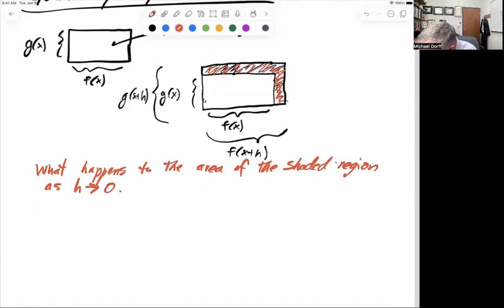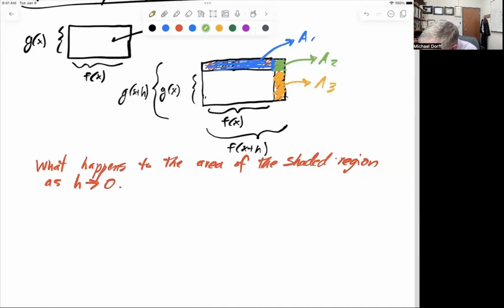Well, I'm going to think of this shaded region as really three parts. So I'm going to have this blue part, and I'm going to call that area 1. And then I'm going to have a green part here. I'm going to call that area 2. And I'm going to have this orange part, and I'm going to call that area 3.